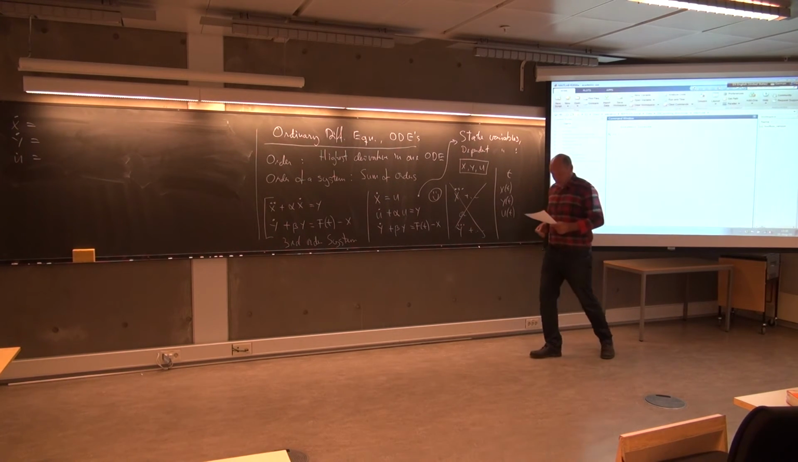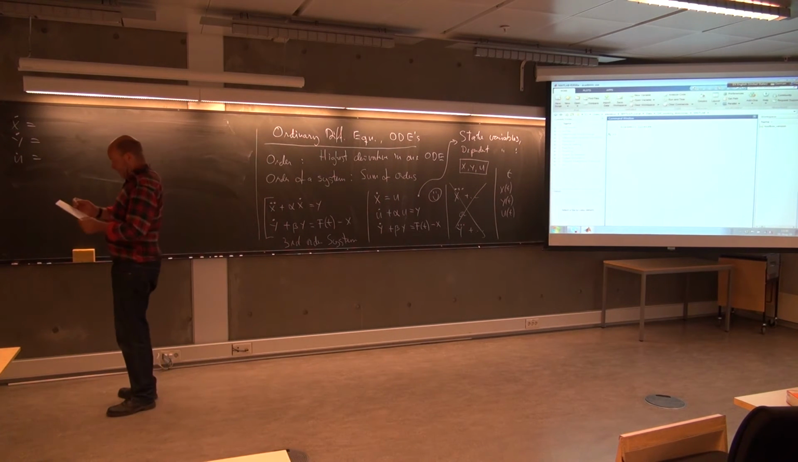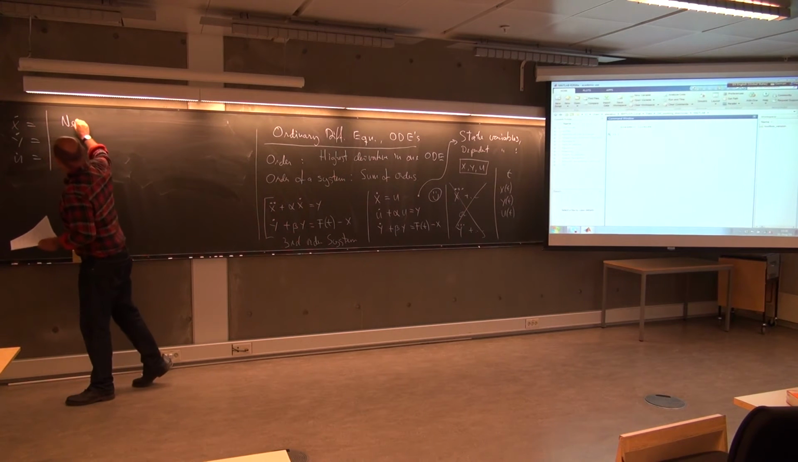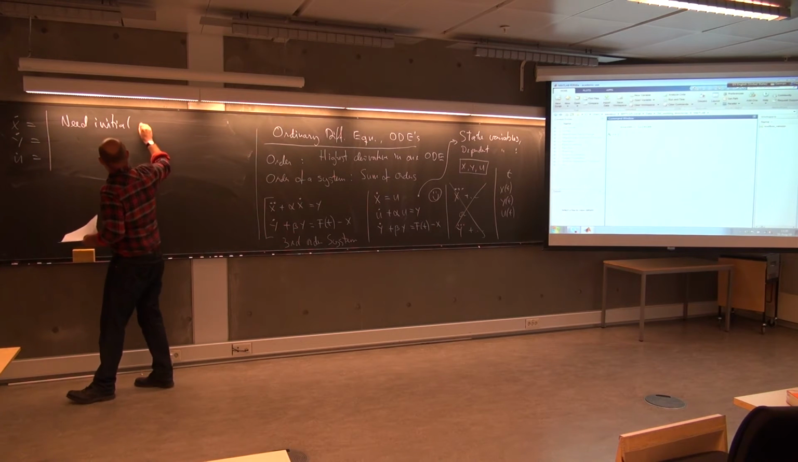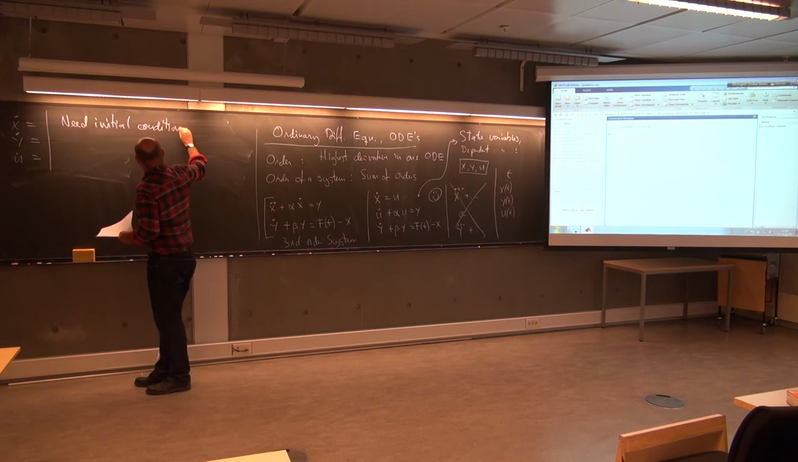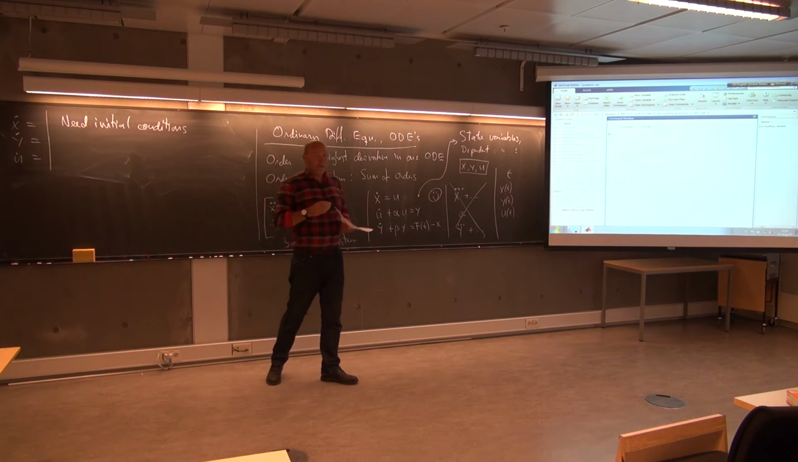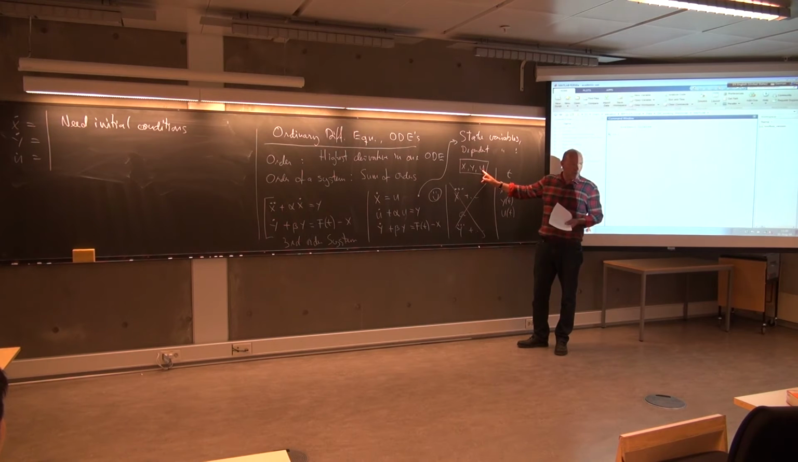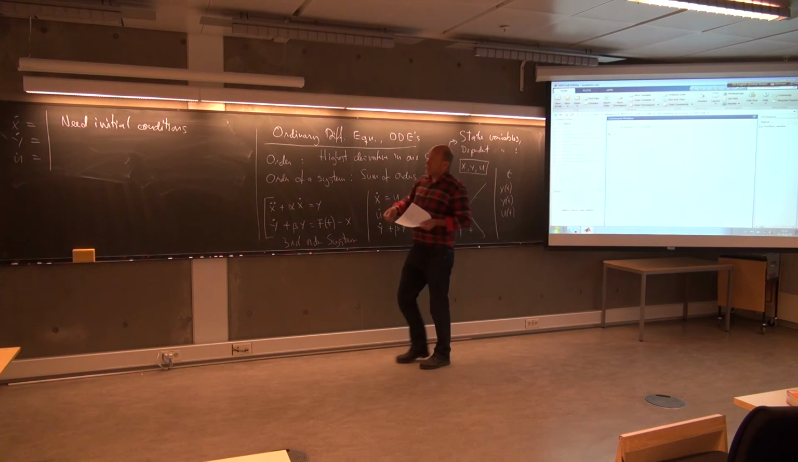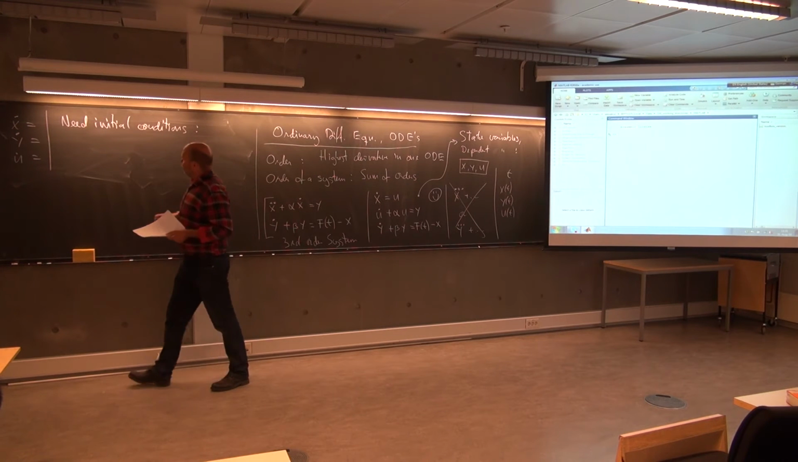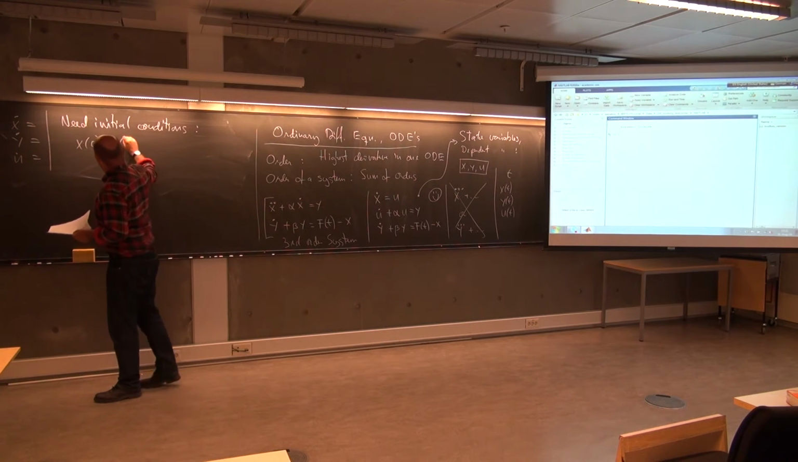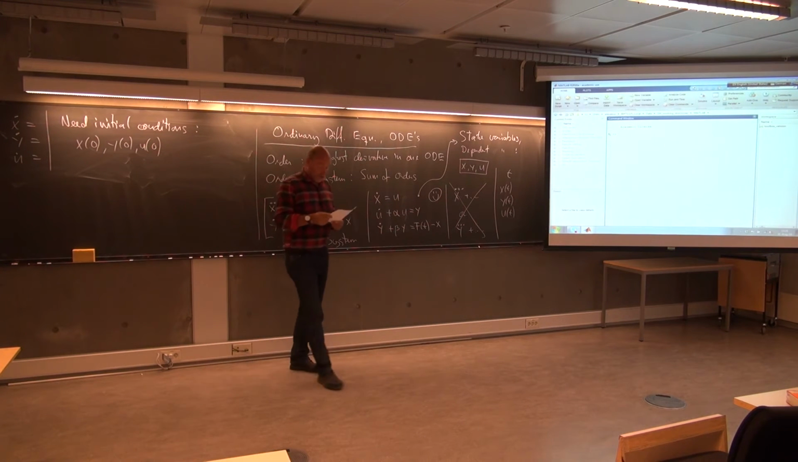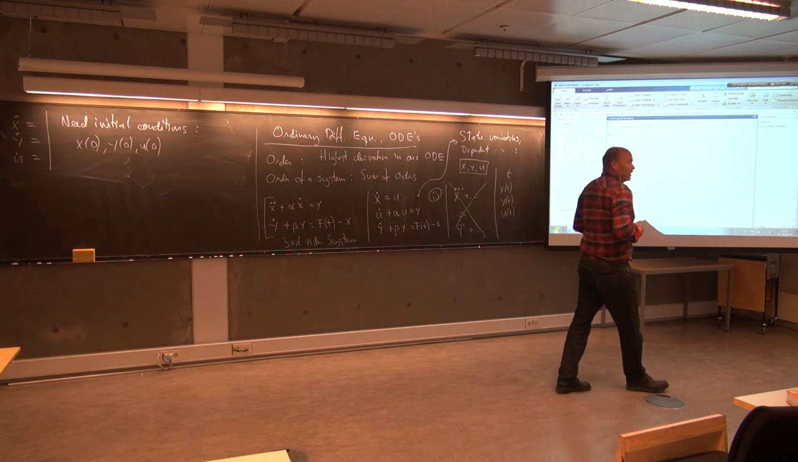To be able to solve this problem, we need initial conditions. That means we need to know our state variables, all of them, at a certain time, typically t equals 0. We need to know everything about our system at a certain time, else we can't predict the future. So initial conditions will now typically be x of 0, y of 0, u of 0. We need those. They should then define a unique state of our system.